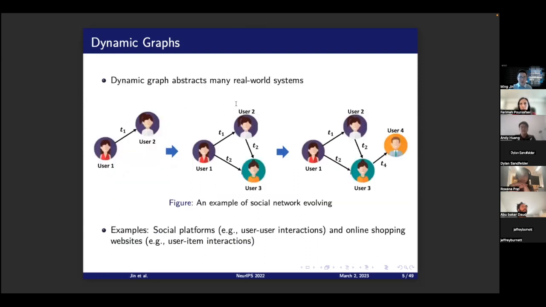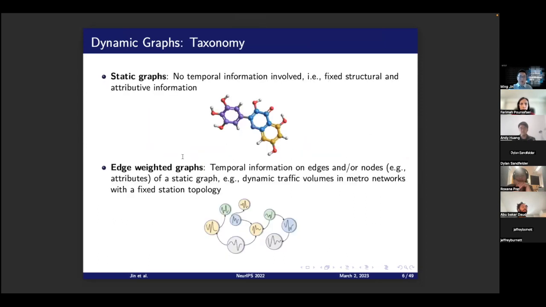And many real-world systems are actually dynamic. In other words, the dynamic graph can abstract many real-world systems. For example, in a social network, different users interact with others at different times, so this is a social network evolving. Another example is an online shopping platform where a specific user purchases an item at a specific time, for example on Amazon and other online shopping websites, a dynamic graph with user-item interactions.